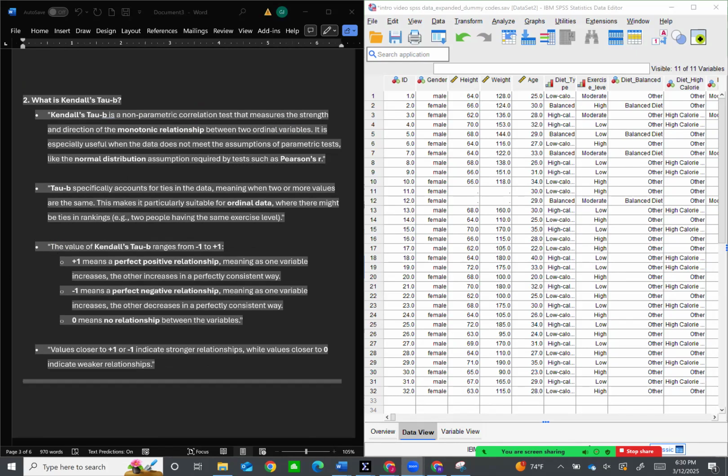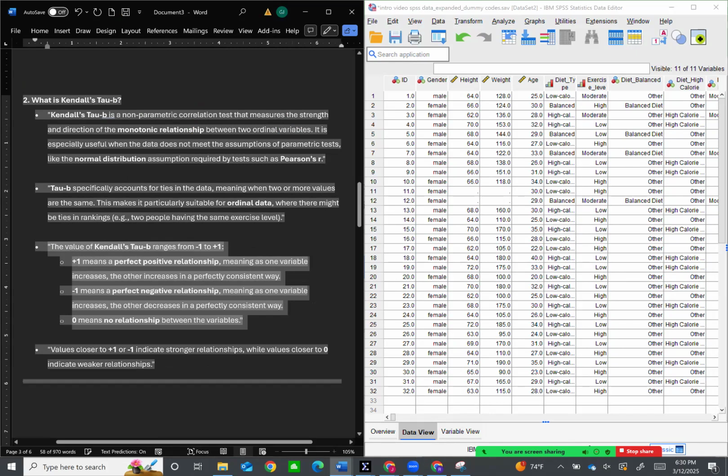And so a little bit deeper on Kendall's tau, non-parametric, again, a correlational test. And since it's correlational, we're interpreting it in the same way. So values closer to positive or negative 1 indicate strong relationships, and closer to 0 indicates weaker relationships. And again, measuring that monotonic relationship between those ordinal variables.